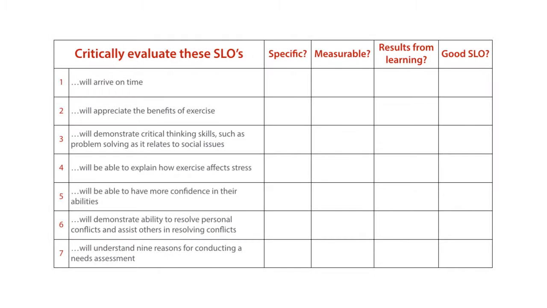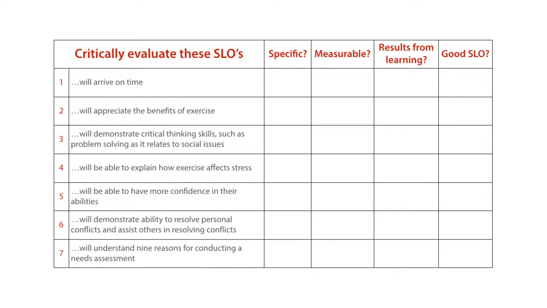If we look at this list of example SLOs here, this is a table where we're going to try and think about whether or not these are good SLOs. And we have our three criteria, whether or not this is specific, whether it's measurable, and whether it results from learning. And only after you've gone through those first three checks can you get in the last column here, is this a good SLO, and check that off.